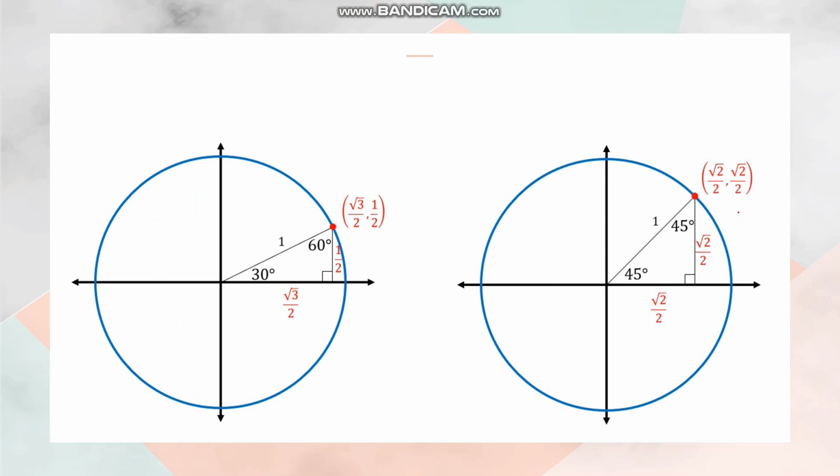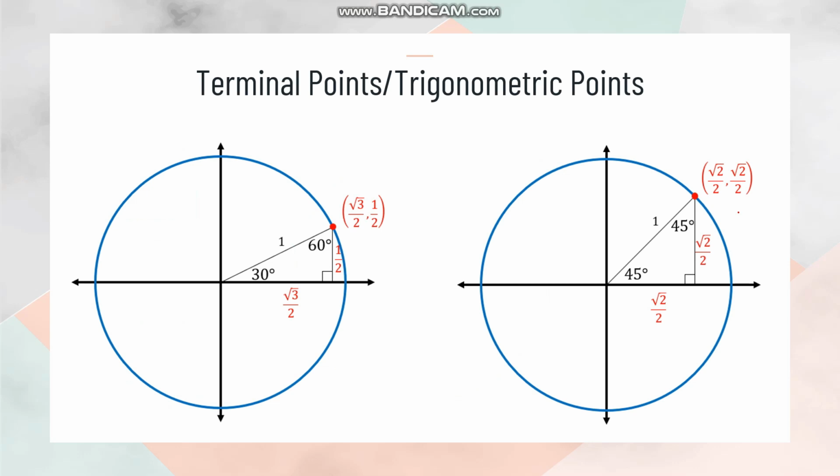Now, we refer to these points as the terminal points or the trigonometric points, which is denoted as P of theta equals x, y. Since they are ordered pairs or points, of course, we have the x and y coordinates. Okay? So again, these points right here, we call them the terminal points or trigonometric points.